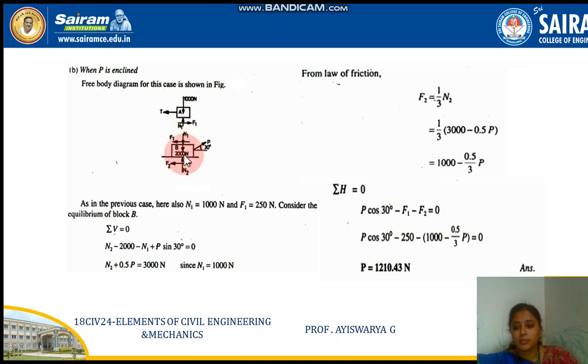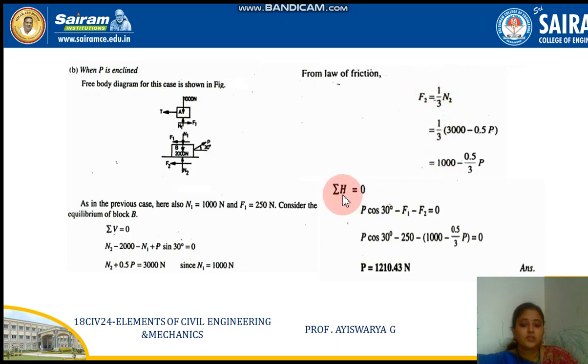Take the summation of vertical forces equal to 0. N2 is in the positive direction, minus N1, minus 2000, and P sin 30, since P cos 30 will be horizontal. For vertical forces just take P sin 30. So you will get one equation: N2 plus 0.5 P is equal to 3000 Newton, where N1 has been taken from the previous case. By using the laws of friction, mu is equal to F by N, find F2 also.